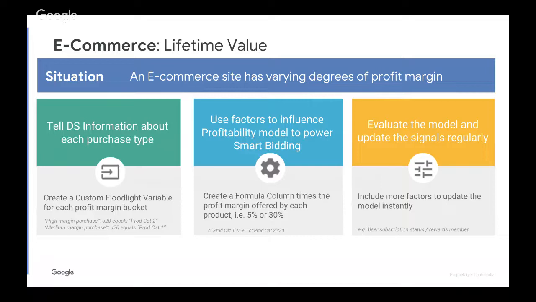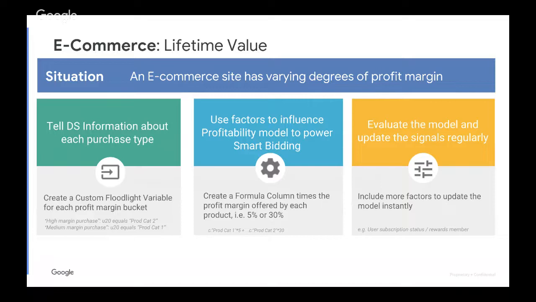So again, like the previous example, we're looking at custom floodlight variables. This is essentially breaking out each product and giving it a value based on what profit margin you perceive that it can bring in. Again, we're going back to our formula columns, which is all available online still, and actually giving a value to each of these products. So you can see in the middle section here, we have a formula column down the bottom where we're saying maybe our kitchen appliances give us 5%, but our electricals like TVs, etc., are worth 30%.